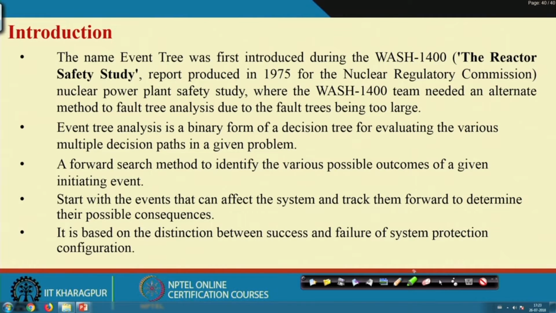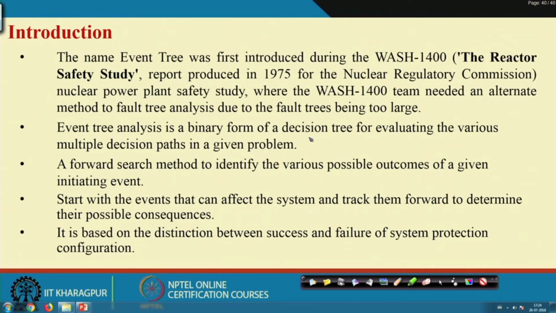So, people searched for alternatives, something which may do the similar thing, but uses some kind of inductive approach. That event tree is that inductive approach, and it is basically a binary form of decision tree. You start with an event and then ask what will happen next given a system configuration. If the system configuration is successful, something will happen. If it is failed, then something else will happen.